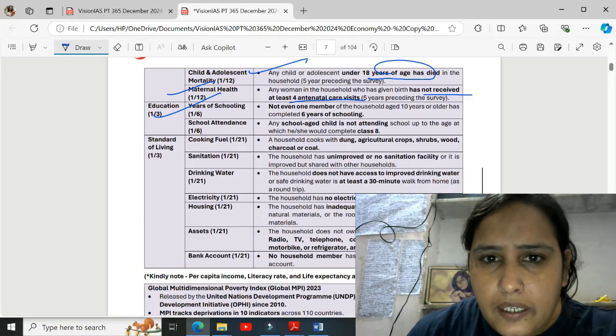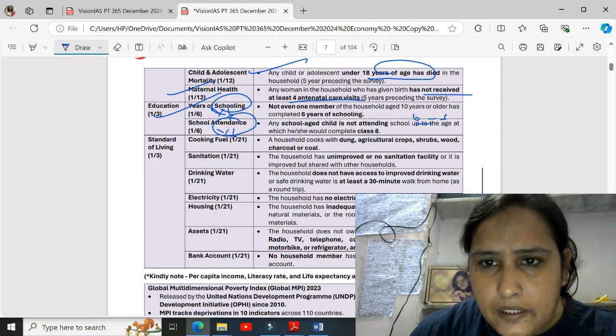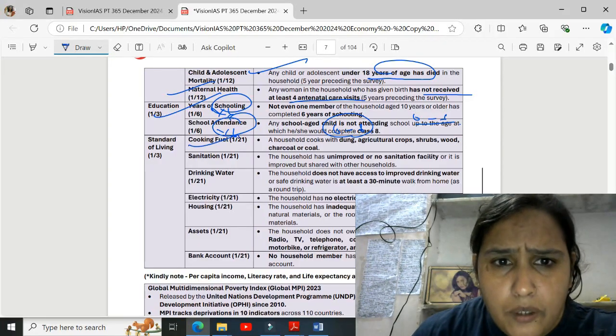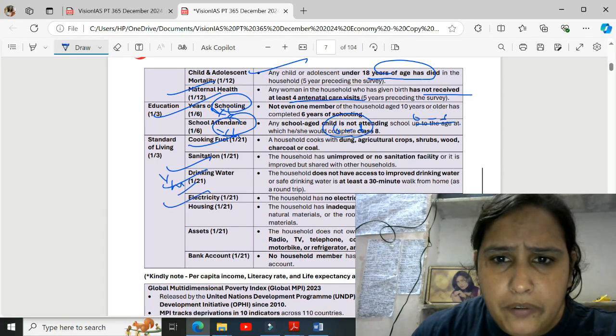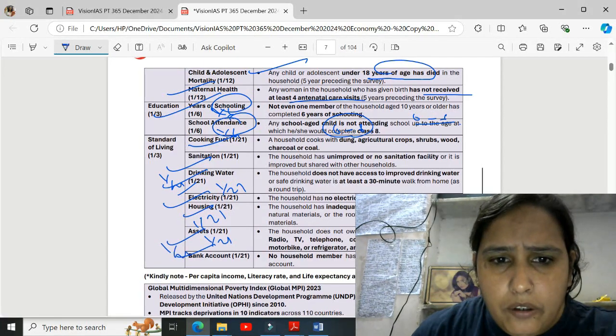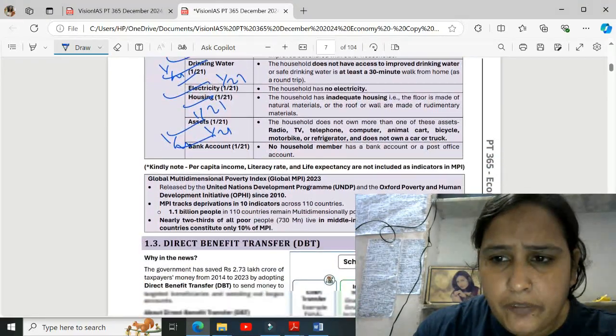Now next, education: 1/6 and 1/6, for schooling and for attendance, 0 to 6 years for the schooling and 0 to 8 years for the attendance, class 8. Cooking fuel 1/21, sanitation 1/21, drinking water 1/21, and electricity 1/21, housing 1/21, asset 1/21, bank account 1/21. All of these things have been given the 1/21 ratio.